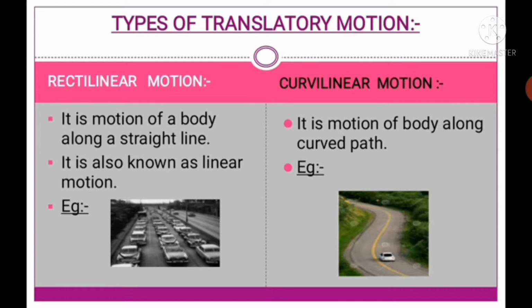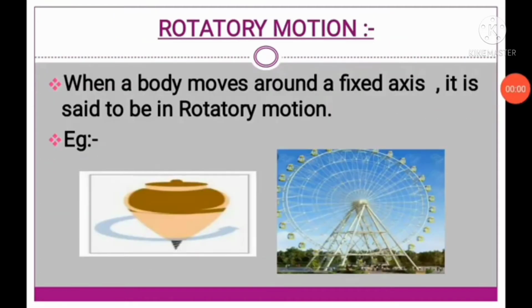Curvilinear motion: when a body moves along a curved line, the motion described by the body is called curvilinear motion. Examples: a car or train moving along a curved road or track, a ball thrown upward at an angle. These are examples of curvilinear motion.